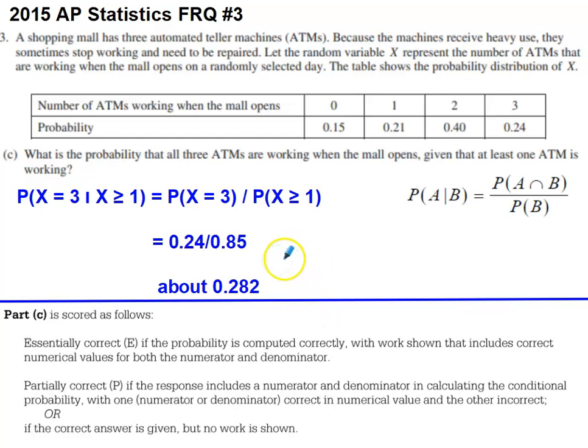You'd still receive full credit if you maybe got an answer of 0.8 back in part A by some weird chance. If you had in part C 0.24 divided by 0.8, this number is not going to be the correct number if you had 0.8 here rather than 0.85, but you would get essentially correct in part C. So when you're in a spot on the AP Stats exam where new answers depend on previously determined answers, make sure you stay consistent and use that previously determined answer, even if you're fairly certain it might be wrong.